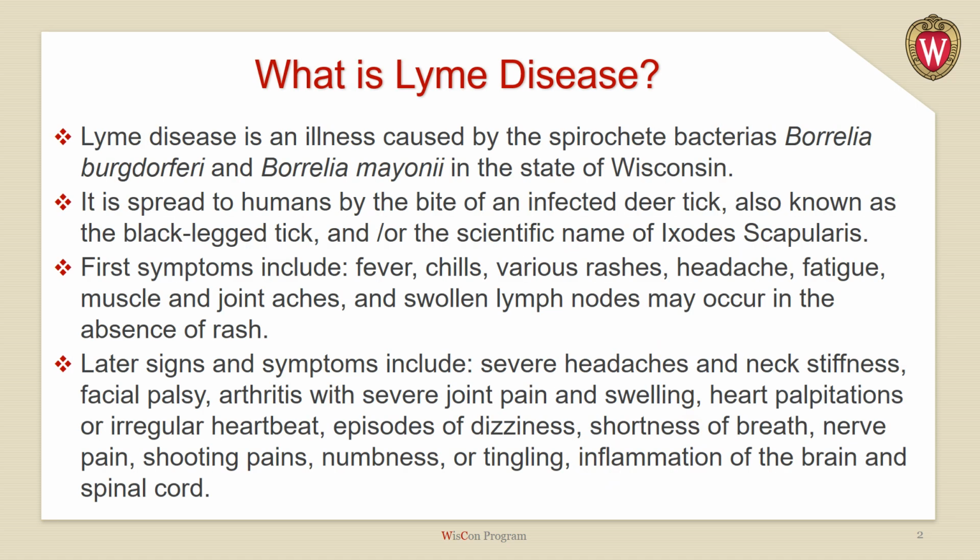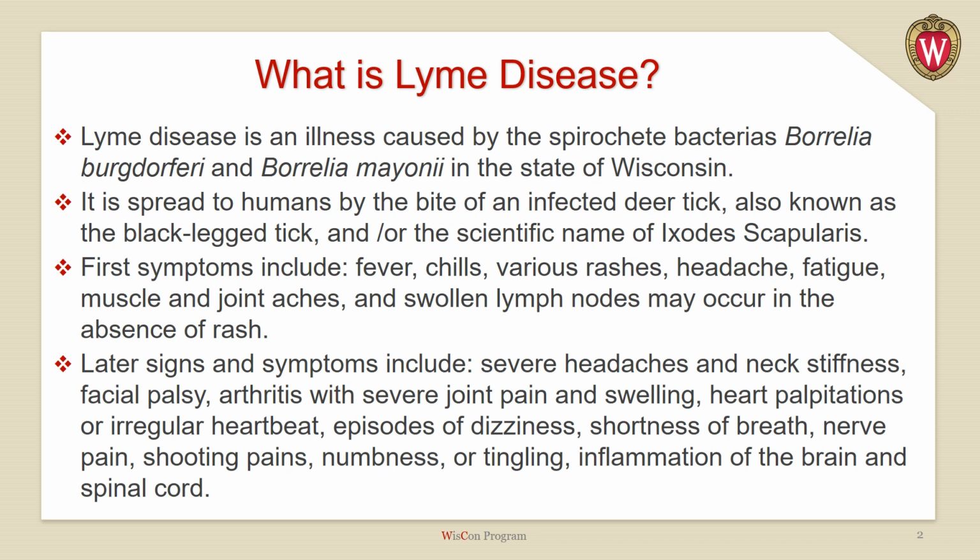What is Lyme disease? Lyme disease is an illness caused by the spirochete bacteria Borrelia burgdorferi and Borrelia mayonii in the state of Wisconsin. It is spread to humans by the bite of an infected deer tick, also known as the black-legged tick, and/or by the scientific name Ixodes scapularis.